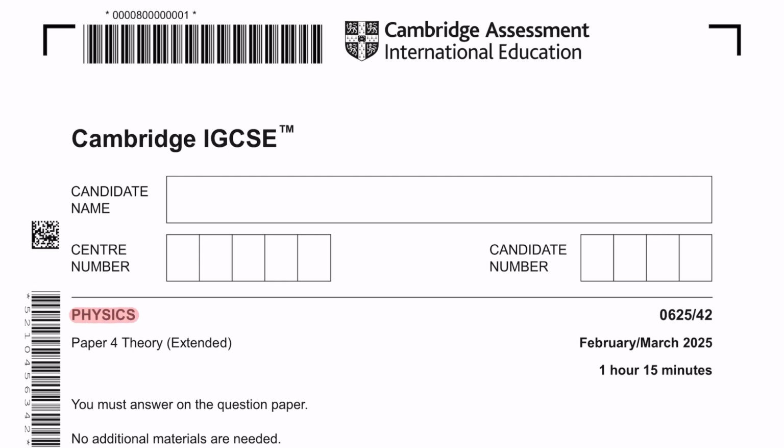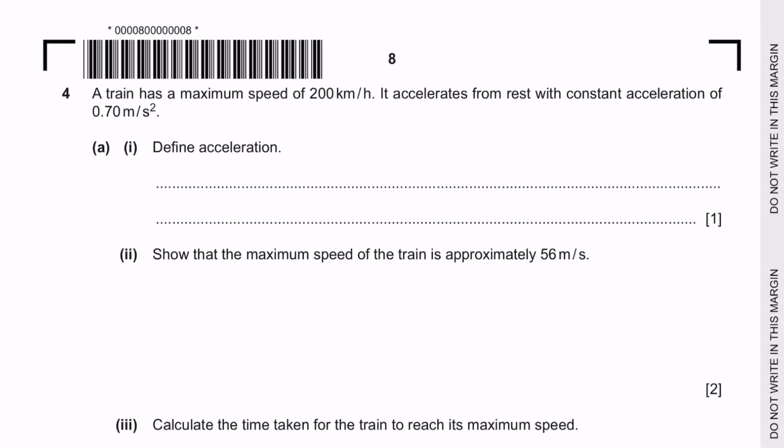This video is a tutorial on Physics Paper 4 Theory, variant 4.2 from February-March 2025. I'll be starting with question 4 since this is on chapter 1.2. A train has a maximum speed of 200 km per hour.